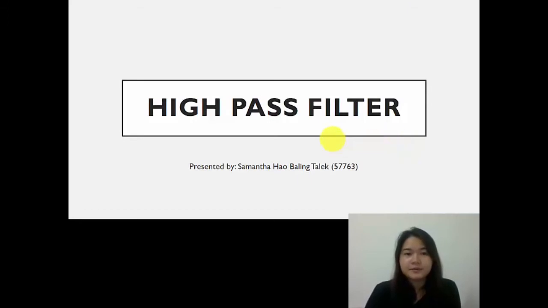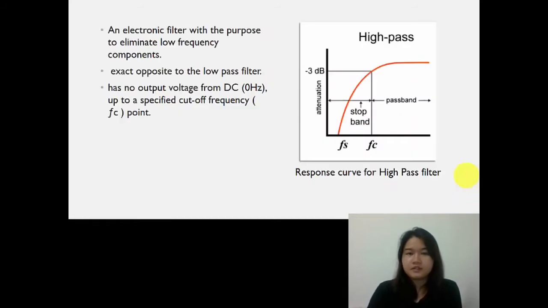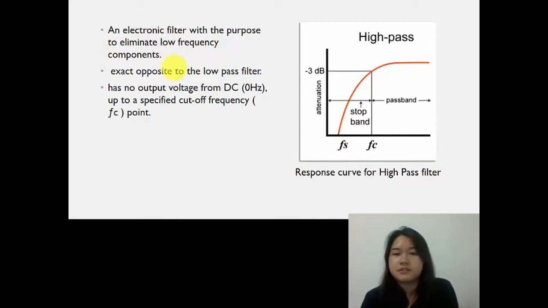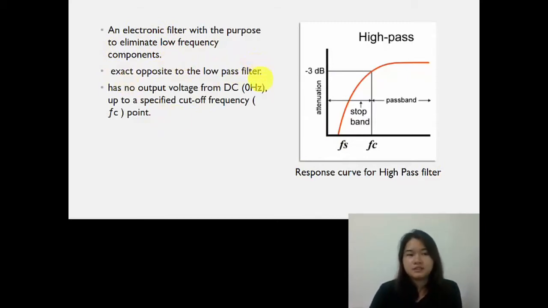So I'm going to present about the high-pass filter. Okay, so a brief introduction. The high-pass filter is an electronic filter with the purpose to eliminate low-frequency components. Okay, so it is the exact opposite of the low-pass filter.